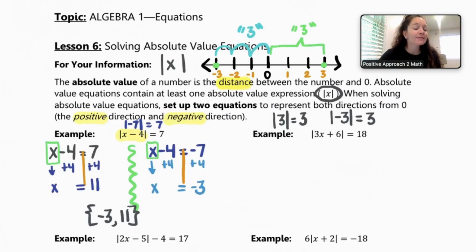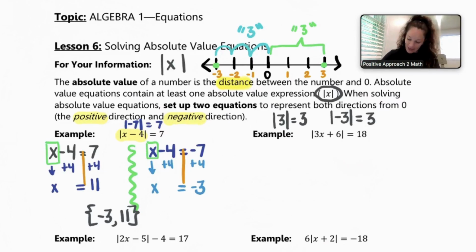So when x is negative 3 or when x is positive 11, if I substitute them in, that's going to leave me with the absolute value of either positive 7 on the inside or the absolute value of negative 7. And when I take the absolute value of positive or negative 7, I'll be left with that positive 7, okay?